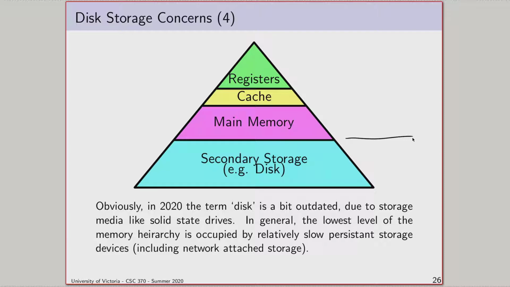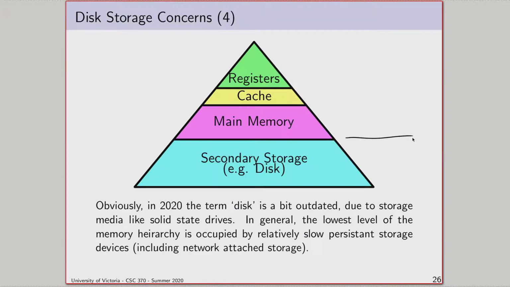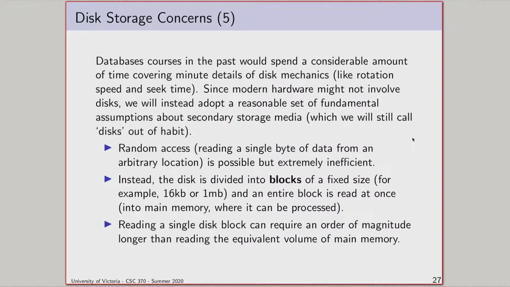I'm going to keep saying disk because, I mean, you can't teach an old dog new tricks, I guess. But of course, I mean secondary storage. Usually, though, I mean a hard drive, whether that's a disk-based one or something else. So yeah, this is my disclaimer about how 370 in the past, I don't know how recently they've done this, would spend all this time talking about rotation speed and seek time, and those are interesting things to think about.